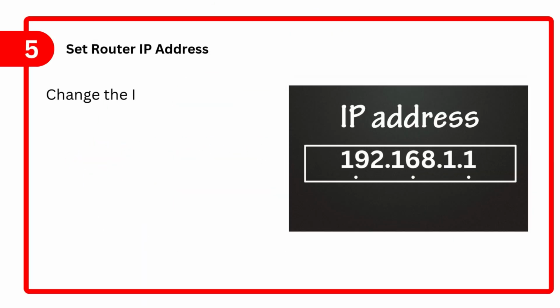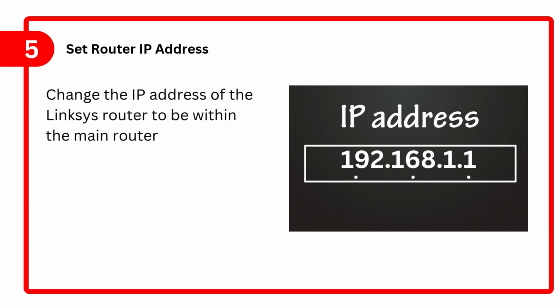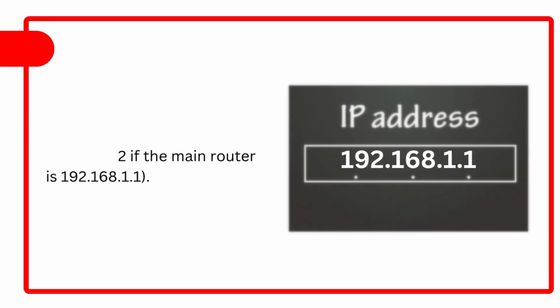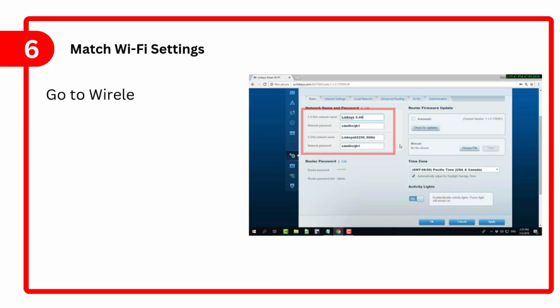5. Set router IP address. Change the IP address of the Linksys router to be within the main router's range, e.g., 192.168.1.2 if the main router is 192.168.1.1.